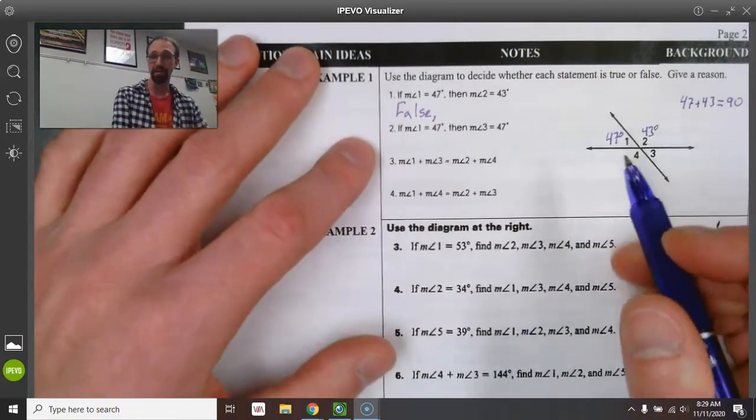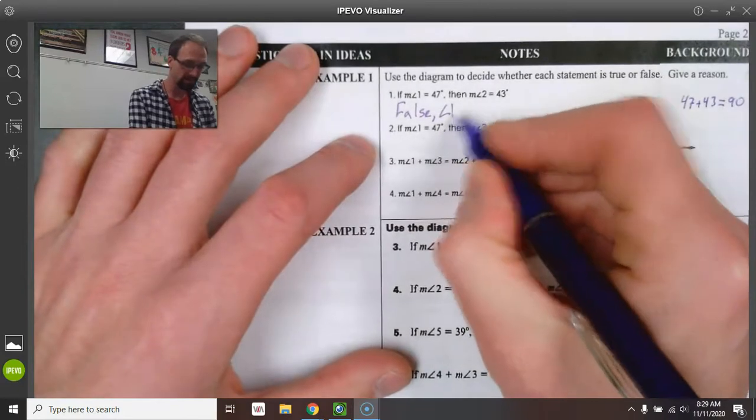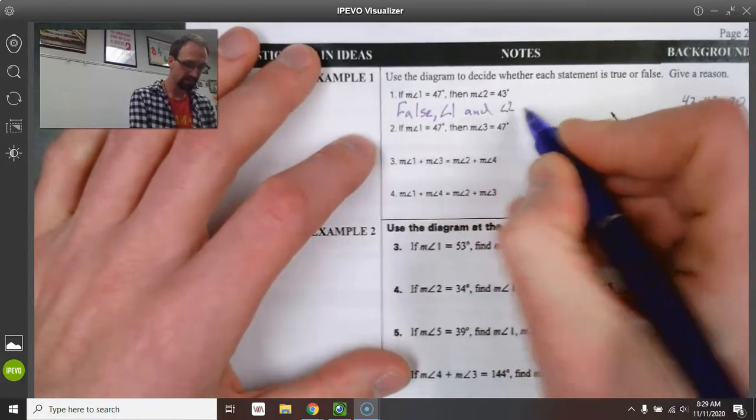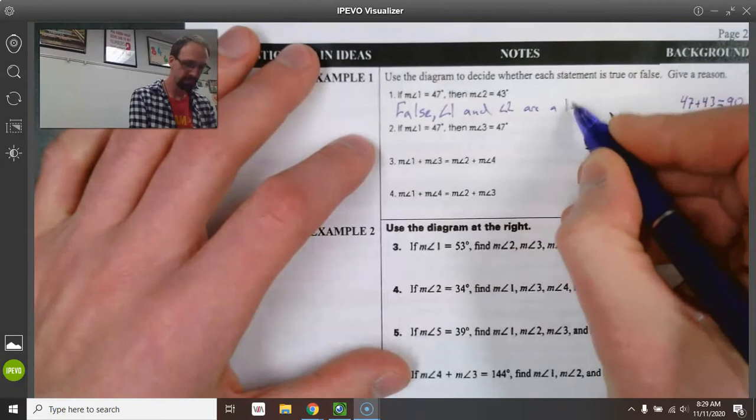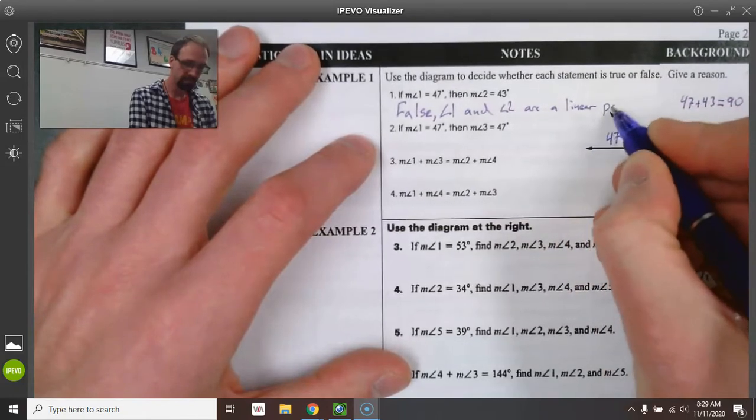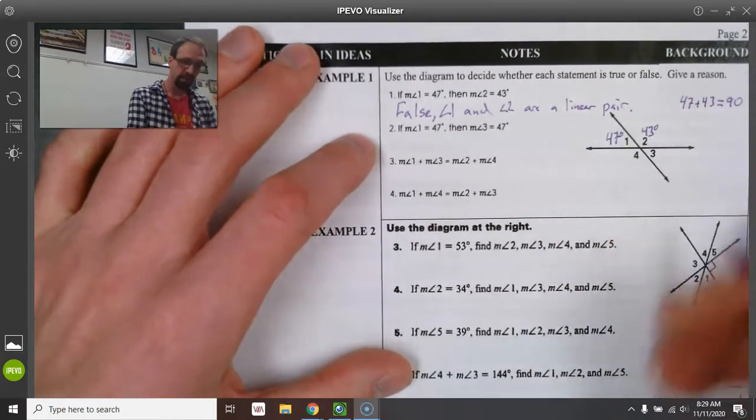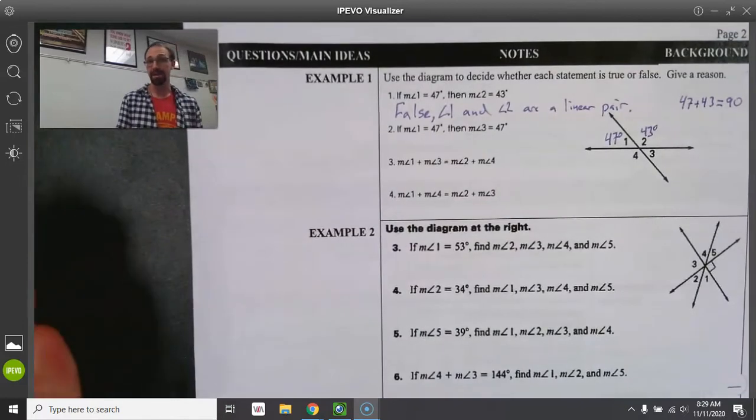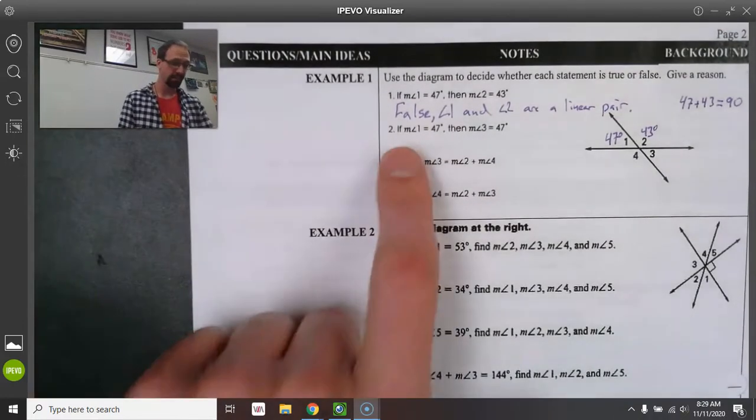These angle 1 and angle 2 are a linear pair. And so in this case, it should add up to be 180 instead of 90.